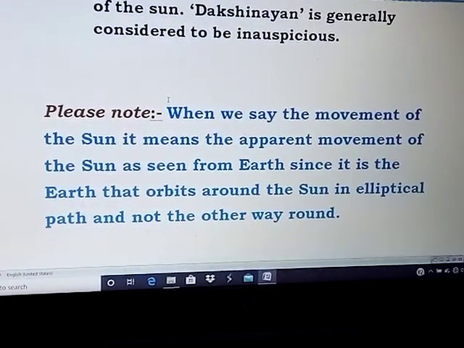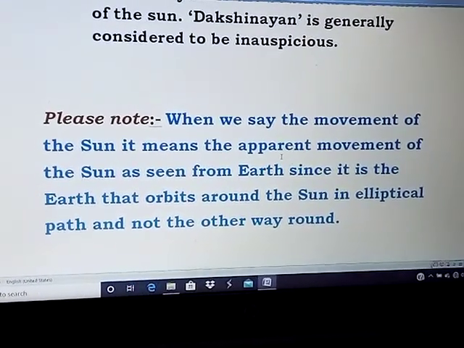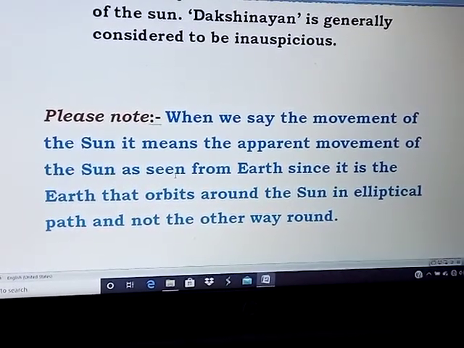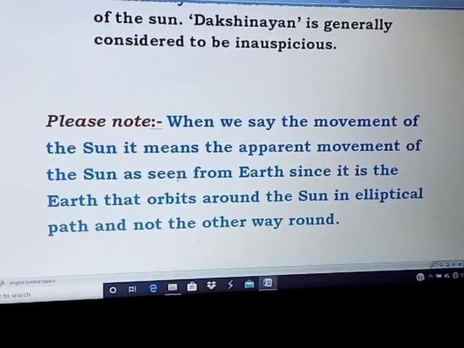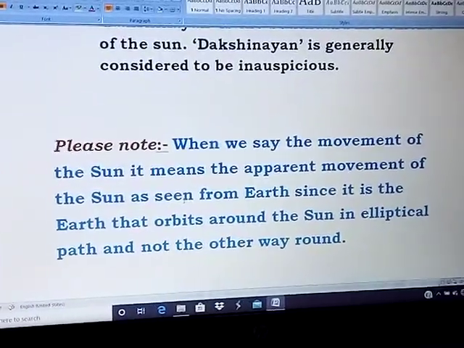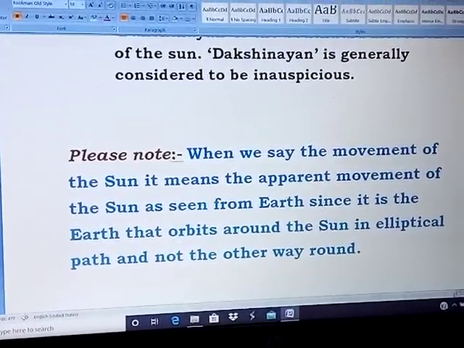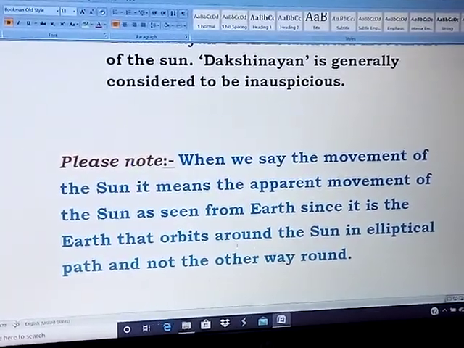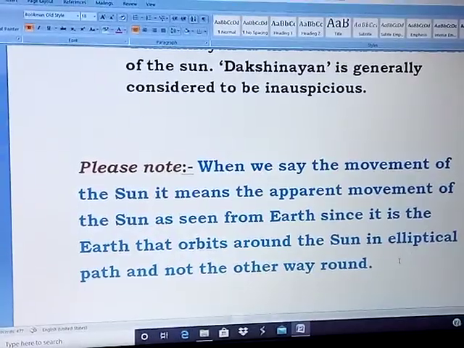So please note, when we say the movement of the sun, it means the apparent movement of the sun, because the sun doesn't move. It is the earth that goes around the sun. It is the earth that spins on its own axis. The earth orbits around the sun in an elliptical path and not the other way around.